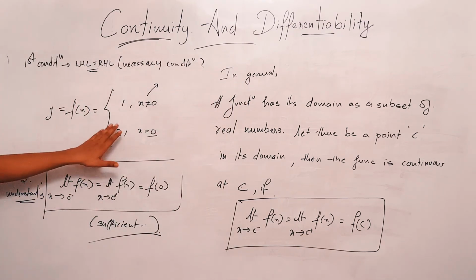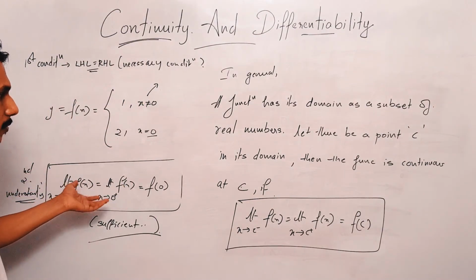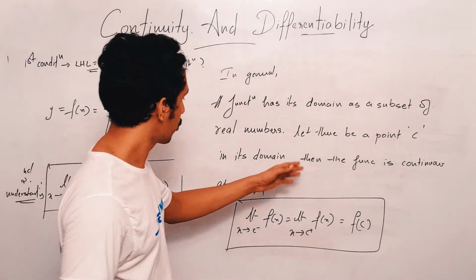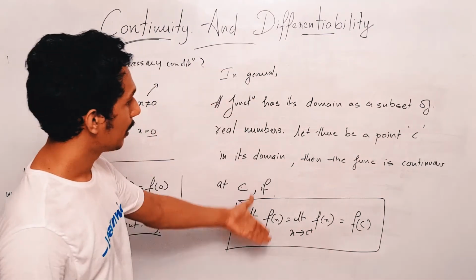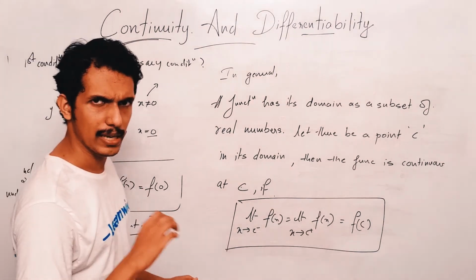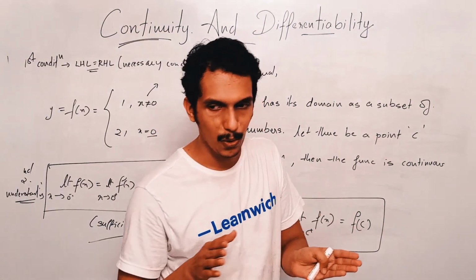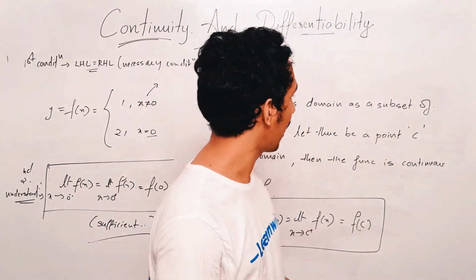This is me checking the continuity of the function at x equal to 0. If you want to check the continuity at any other point, you can make it C. So this is the definition for continuity of a function. Very easy thing. You just have to check whether the road towards your right, the road towards your left and the road in front of your house are all the same. That is what continuity means.